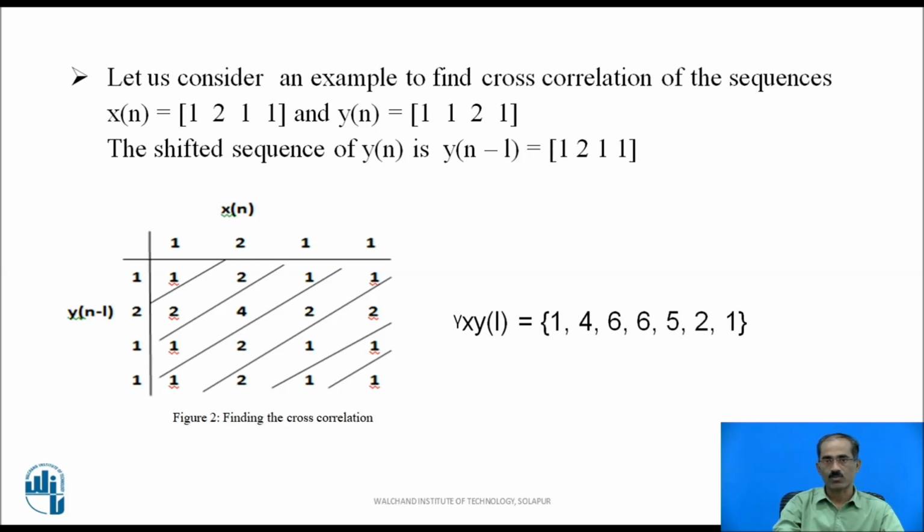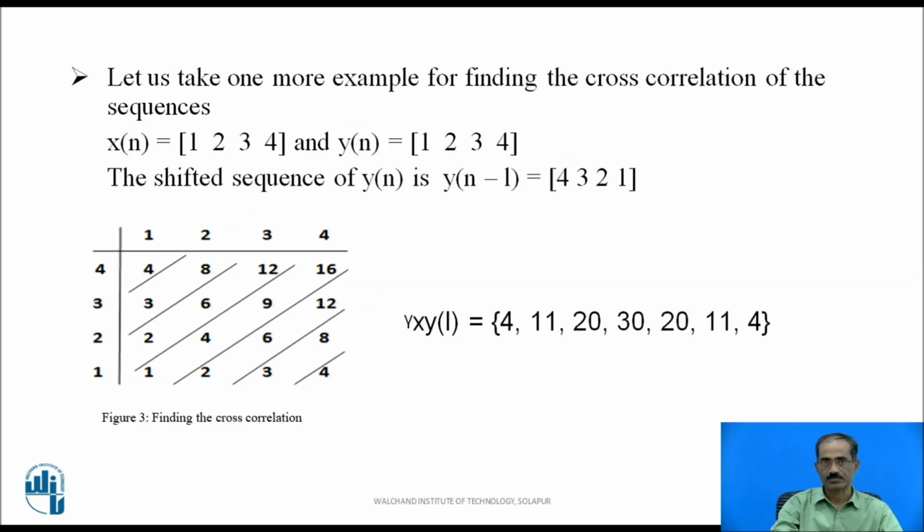First element is 1, second element is 2 plus 2, 4, third element will be 4 plus 2, 6, fourth element is again 6, fifth element will be 1 plus 1, 2 and last will be 1. The cross correlation of the sequence is 1, 4, 6, 6, 2, 1. This is not symmetrical to the element present in the center of this sequence.